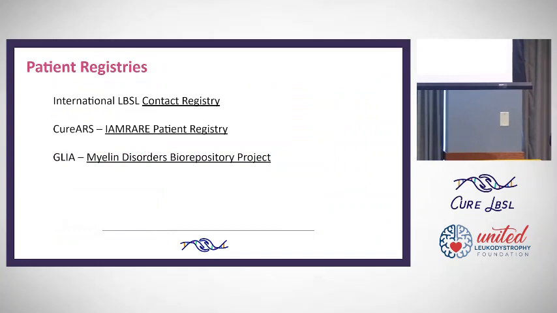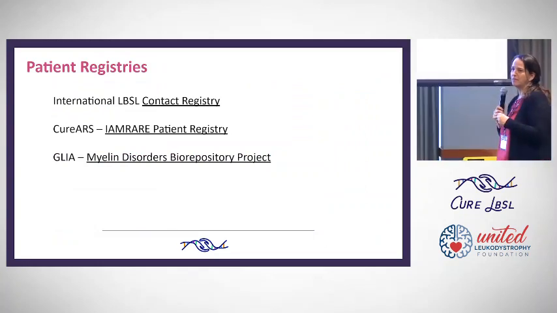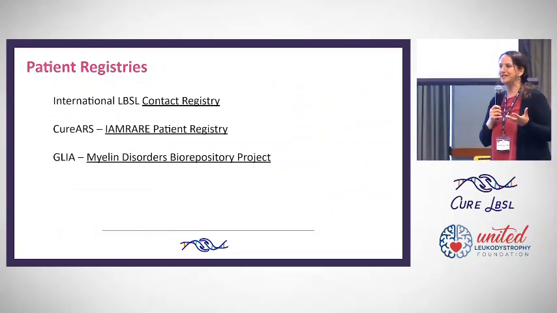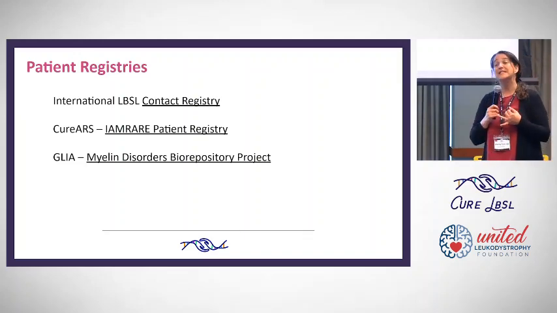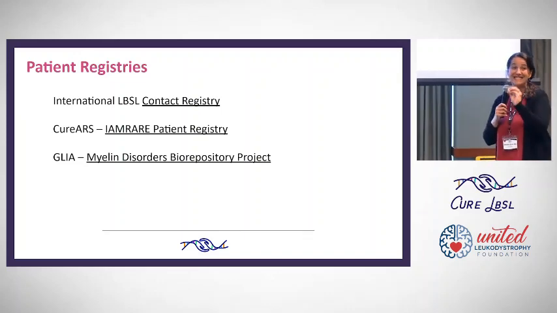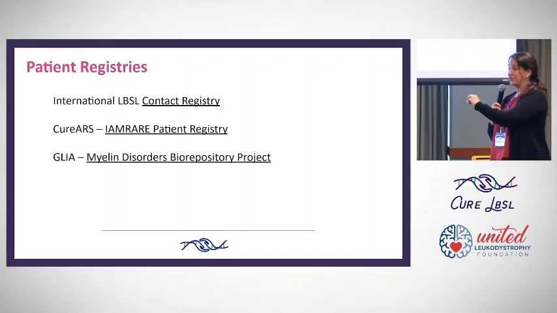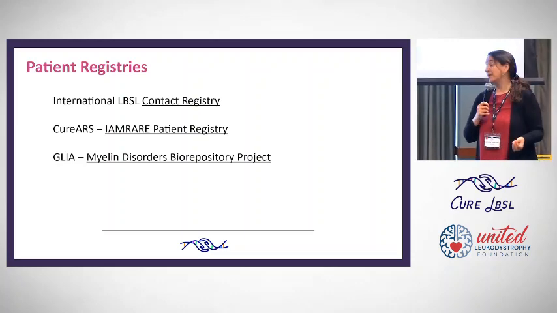So let's talk about patient registries. That was another part that was really important. All of the patient advocacy groups are told to start a patient registry. But what they don't tell you is, one, how complicated it is, and two, how difficult it is to get the data from a patient registry into a form that's actually helpful.